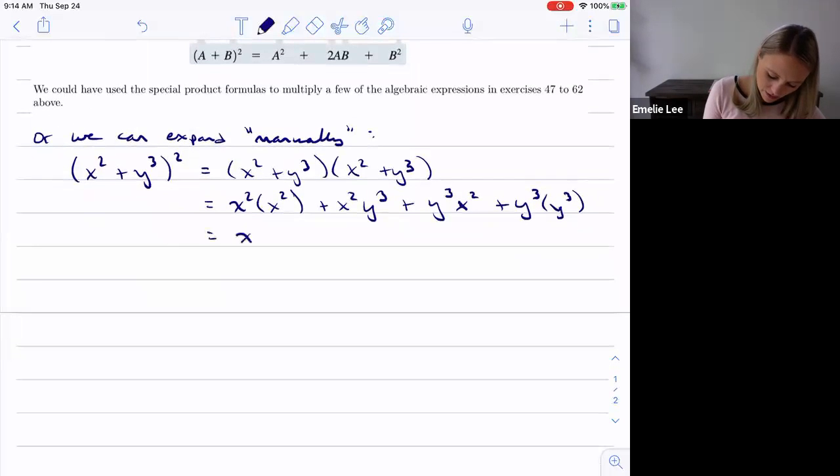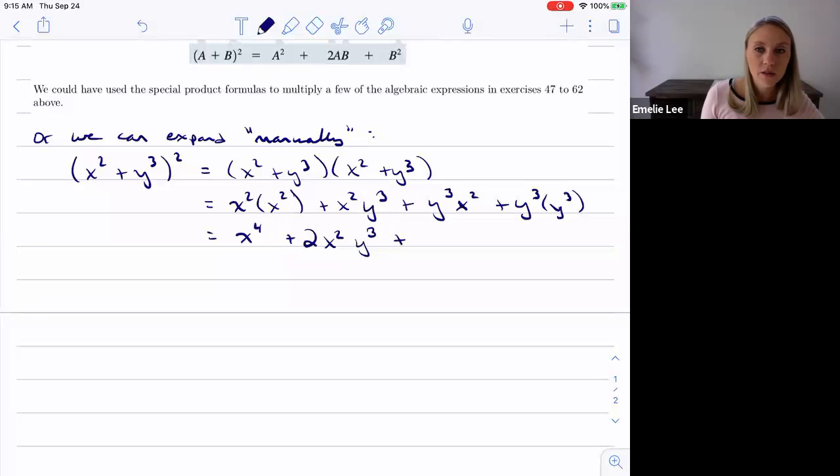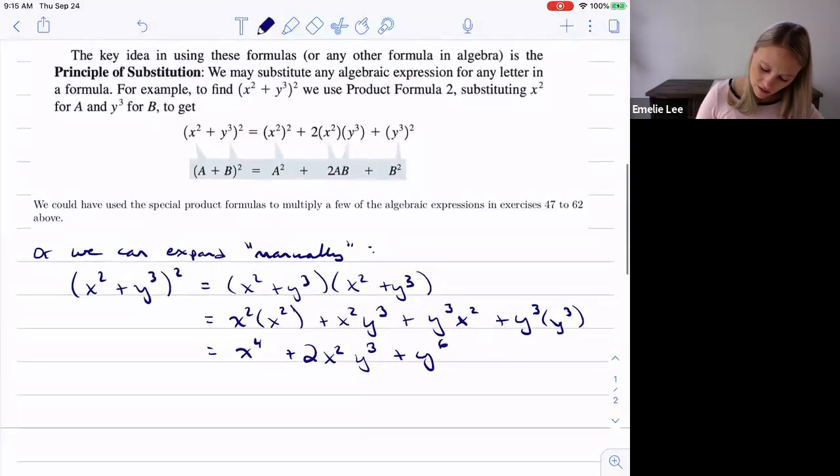X squared times x squared is x to the 4th. If I rearrange x squared y cubed x squared, they're the same, right? So I've actually got 2x squared y to the 3 plus 2x squared y to the 3. Y to the 3 times y to the 3 is y to the 3 plus 3, y to the 6. Which is what we have here, right?